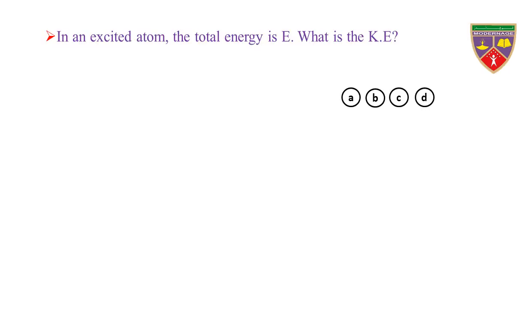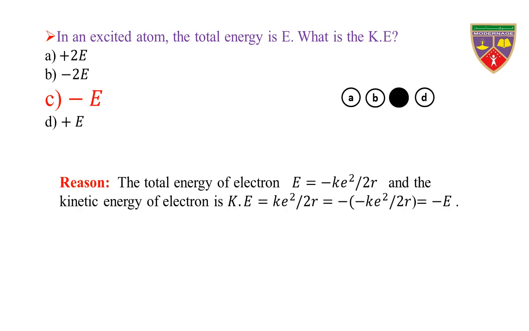In an excited atom, the total energy is E. What is the kinetic energy? Option A, plus 2E. Option B, minus 2E. Option C, minus E. Option D, plus E. The key is minus E. Therefore, the correct option is C.